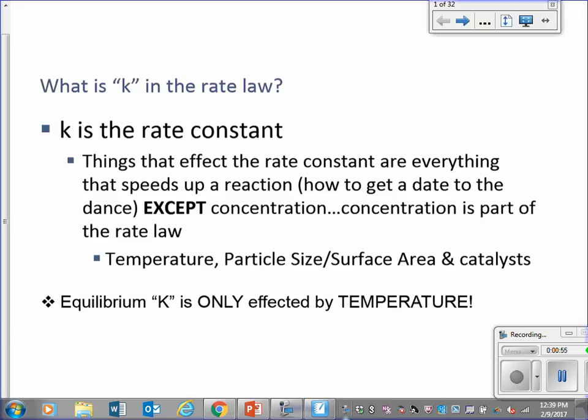So don't confuse that with equilibrium K, the larger K, the uppercase K, that's only affected by temperature. And you will see these in multiple choice questions. I didn't want you to get them wrong. Okay? So keep that in mind there. Any questions?